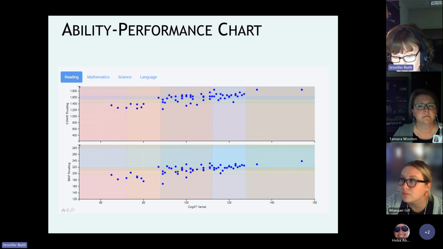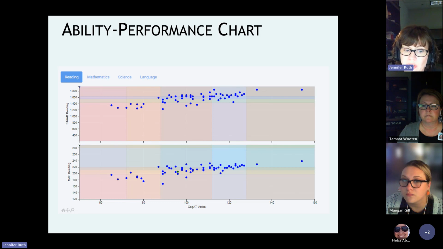Now, what we expect to see is consistent performance across multiple assessments. We expect that students who have a high CogAT also have a high MAP score, and students who have a lower MAP score also have a lower CogAT score. We see that visually by a diagonal line of dots going from the bottom left to the top right.